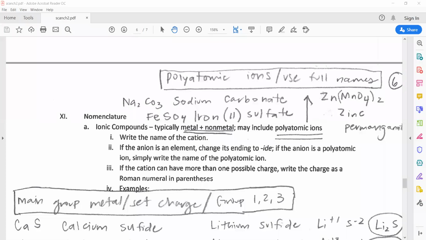This is the third video of chapter 2. This is all on nomenclature, which is how to name compounds. So to know how to name a compound, we first have to know what type of compound it is. So the three types are ionic compound, molecular compound, or acid.